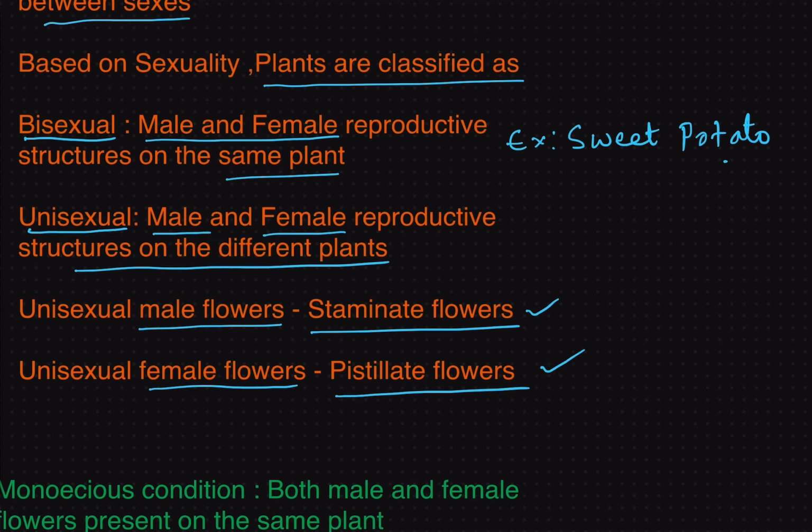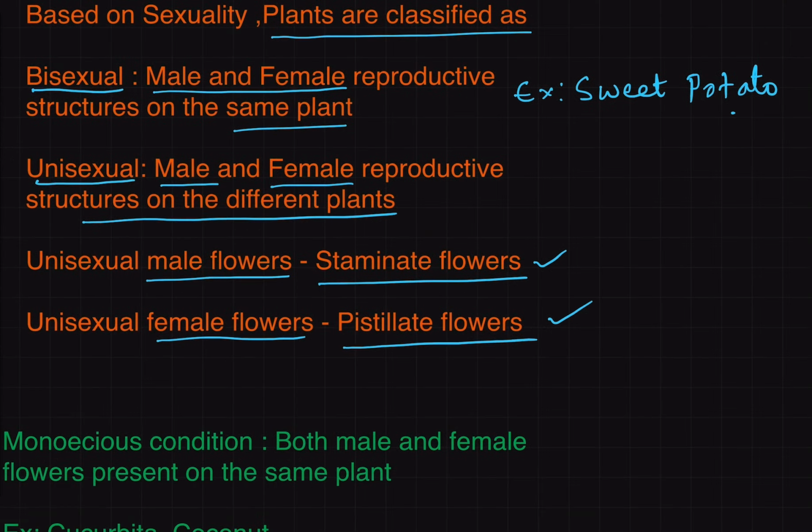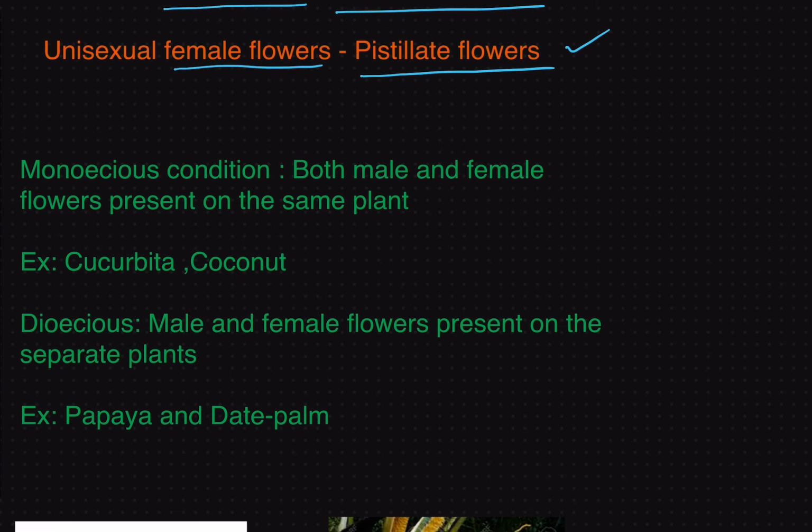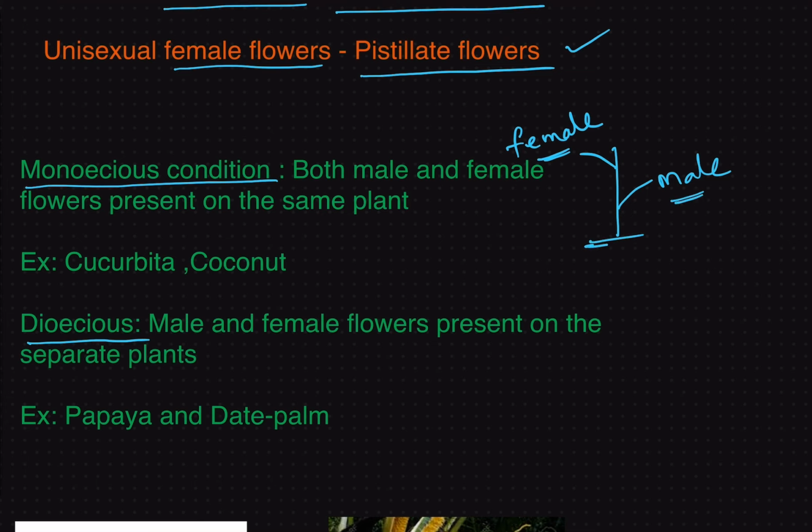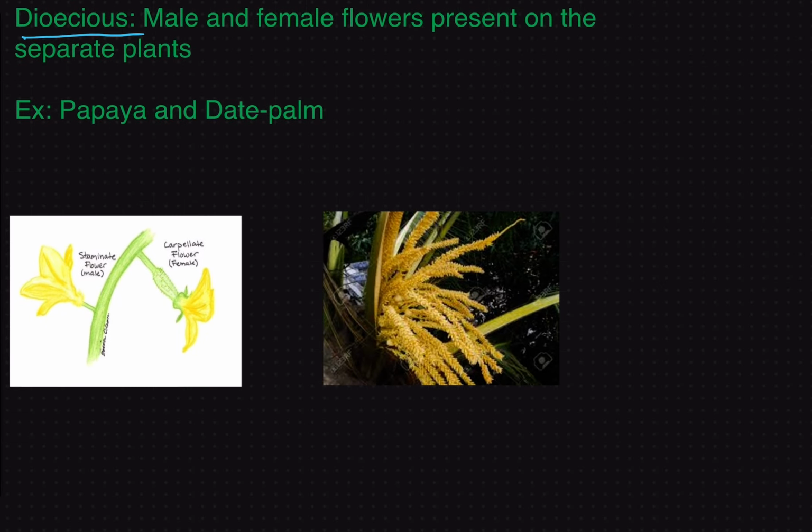Now, based on the type of flowers present on a plant, its sexuality is defined as monoecious condition or dioecious condition. In the monoecious condition, both male and female flowers are present on the same plant. That means if this is your plant, this is the male flower and this is the female flower. The flower itself is unisexual, but both male and female flowers are located on the same plant. Such a condition is called monoecious condition. Examples, cucurbita and coconut.